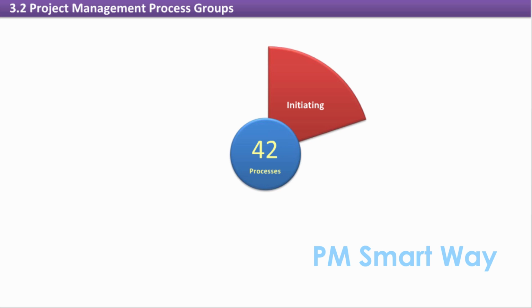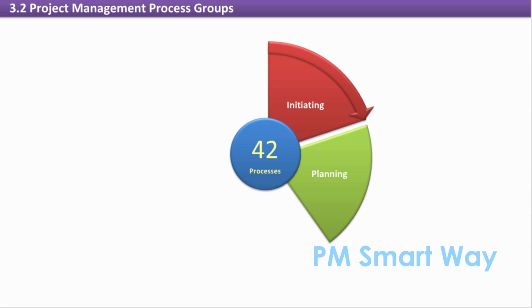The initiating process group occurs first and generally only once for a project or phase. This is where the project or phase gets a high-level definition and formal authorization to proceed. The planning process group begins after initiation. During planning processes, project or phase objectives are clarified and the scope defined. Since planning is not a one-time process, it may occur simultaneously with executing and monitoring.